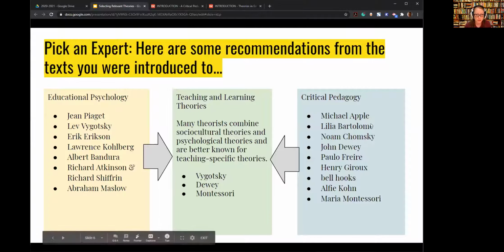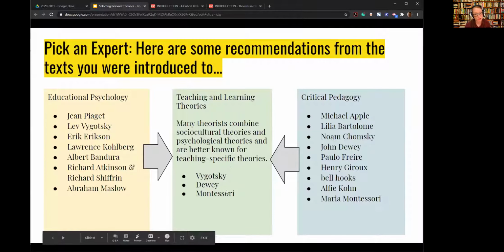So this slide right here shows you some people who are very known for critical pedagogy, if you're leaning towards that sociology, sociocultural kind of set of theories. And this side talks about mostly the psychology and human development sort of theories, that ed psych kind of field. And these are famous people in that area. But you'll see that there are many who actually end up sort of in the middle, and they're more known for teaching and learning theories.